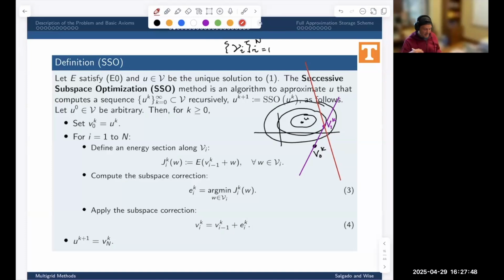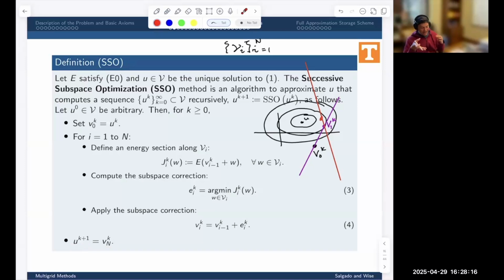So that's my next subspace. I'm going to look along that direction and minimize. And then it looks like if I minimize along that direction, I'm going to get maybe to there. And you can see I'm making, or I should be at least making progress towards U. All right. And then when I get to my last subspace and compute the subspace correction, that gets me VNK, and that's my final update.